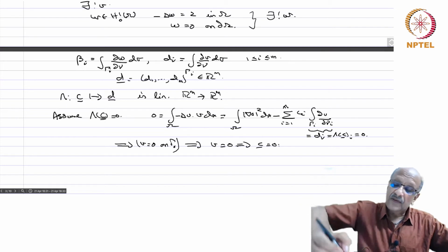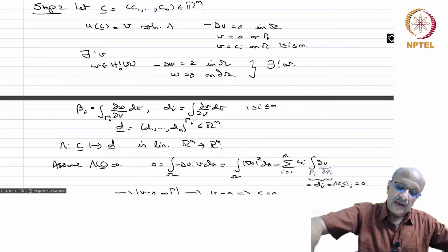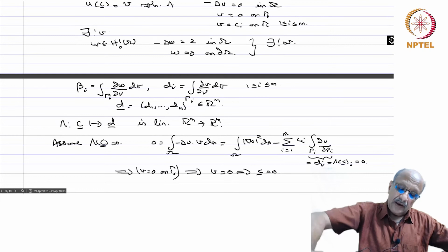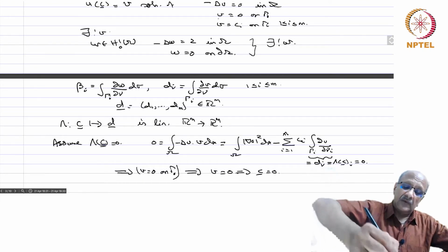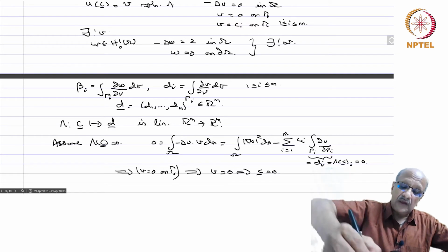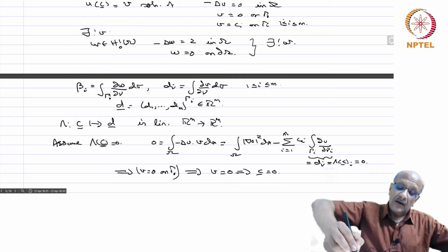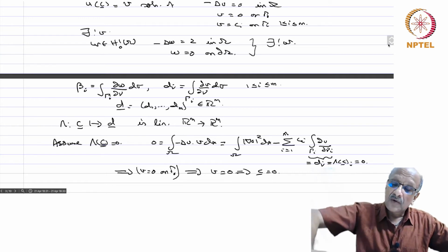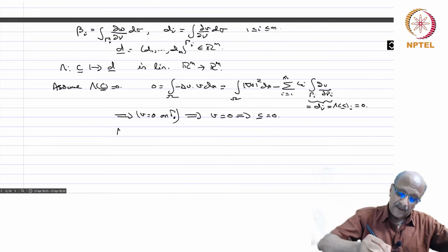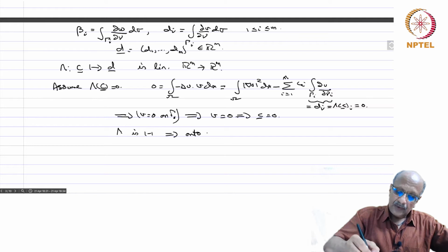because Ci is nothing but the integral of dV by d nu on gamma I, so everything is 0. Minus Laplacian V equals 0, V equals 0 on gamma naught, V equals 0 on gamma I, so V is 0 and V equal to Ci on gamma I, and therefore that means Ci is 0 or C equal to 0. So lambda is 1-1, which implies onto and invertible.